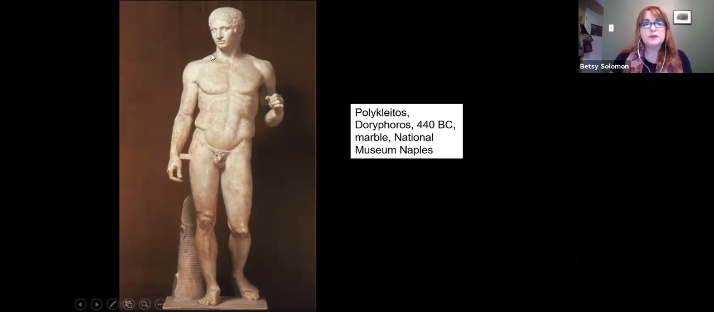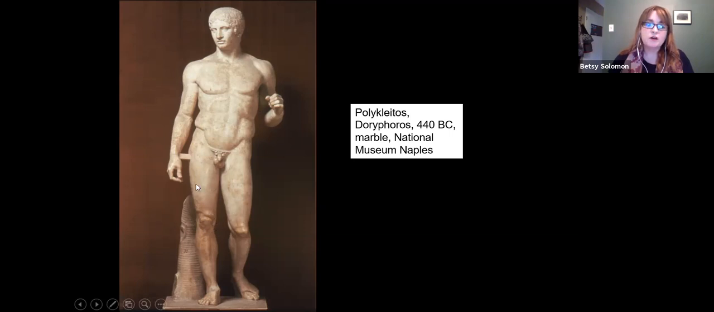Basically, the contrapposto pose upholds this idea of the natural opposition of the human body. Imagine yourself walking. When you step forward with your left foot, your right arm goes out in space. So there's a natural opposition to the human body that creates a sense of balance as we walk and also as we move. And so the ancient Greeks, and the Renaissance artists emulating them, wanted to show that in their work.